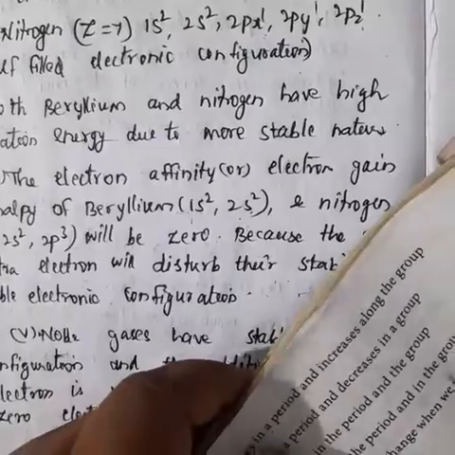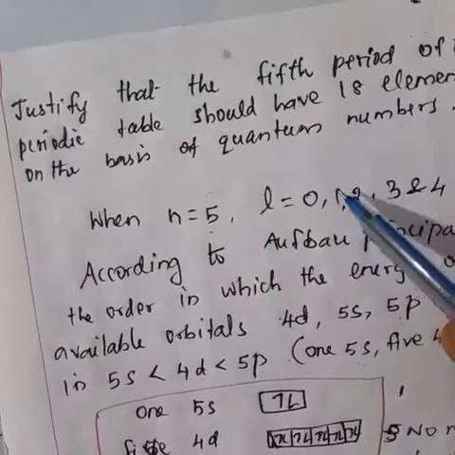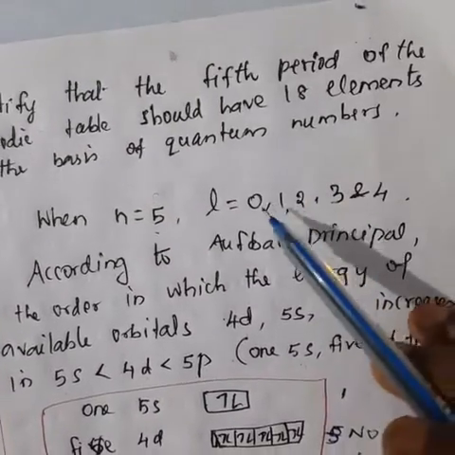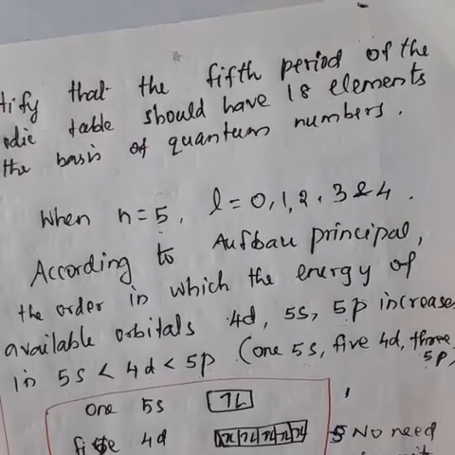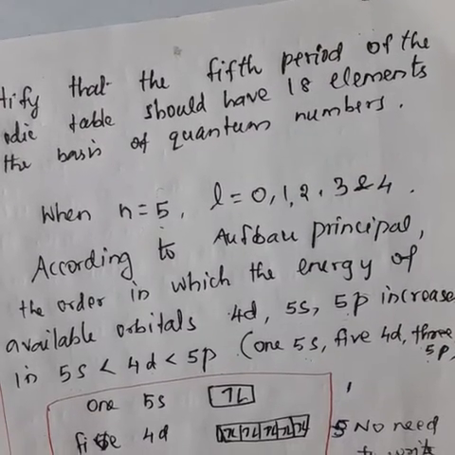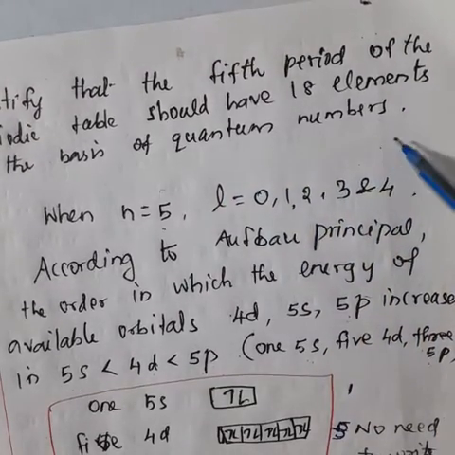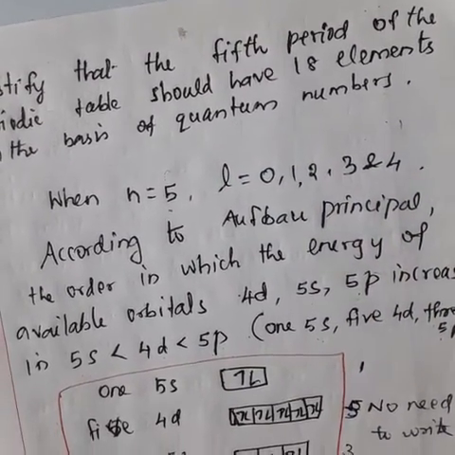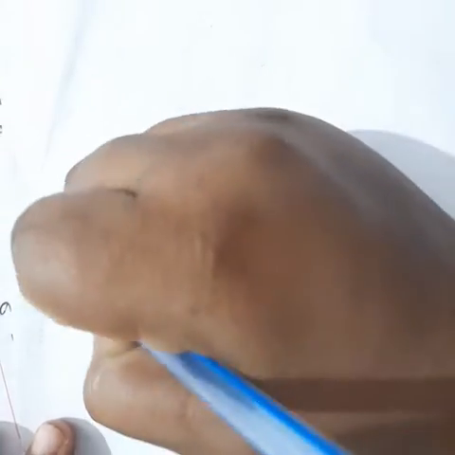Question number 33. Justify that the 5th period of the periodic table should have 18 elements on the basis of quantum numbers. Okay, so you know about the quantum numbers. How many quantum numbers are there? N, L, M, and S.